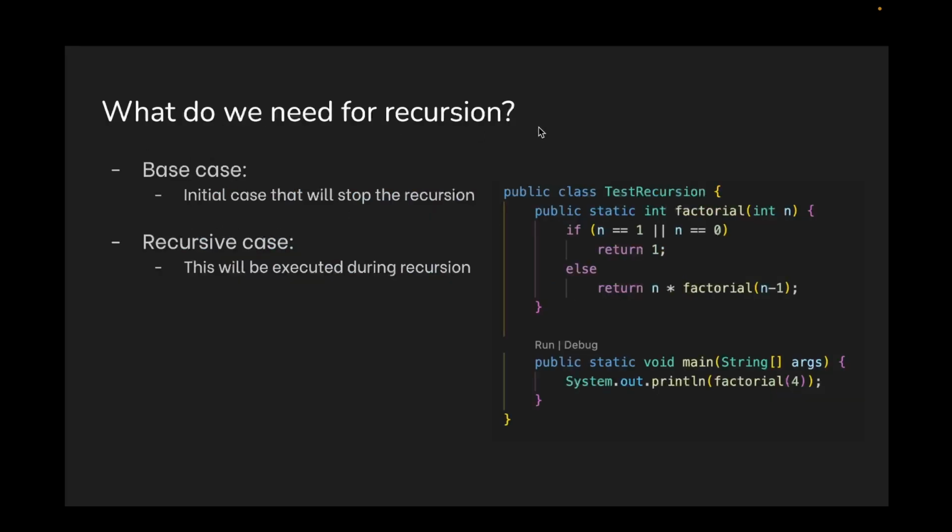Now let's see, what do we need for recursion? Well, we talked about this, we need a base case, right? This is going to be our initial case that will stop a recursion, and then we need a recursive case. This will be executed during recursion. So you can have multiple base cases, you can have multiple recursive cases as well, but it's important that you have one of each. Sometimes you'll have recursive functions that only have a recursive case, and I guess it could work, but if you want good coding practices in your program, then it's good to clearly show that you have both of these in your program.